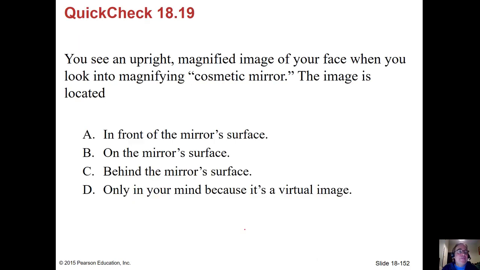Okay, what do we have here? You see an upright magnified image of your face when you look into a magnifying cosmetic mirror. Okay, it's upright. That means it's virtual. Whenever the image is upright, it's virtual. The image is located, let's see, in front of the mirror surface? No. Virtual is always inside the mirror. On the mirror surface, behind the mirror surface, only in your mind because it's a virtual image. So behind the mirror surface. To you, that's where it appears to be coming from. That's where the rays appear to be coming from.